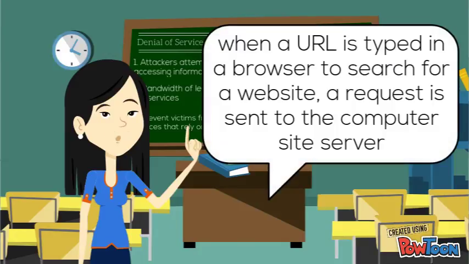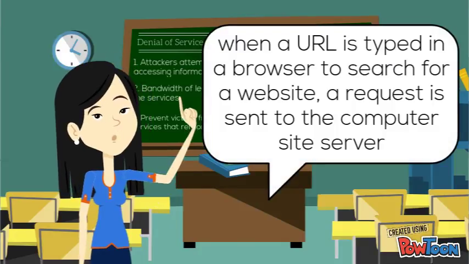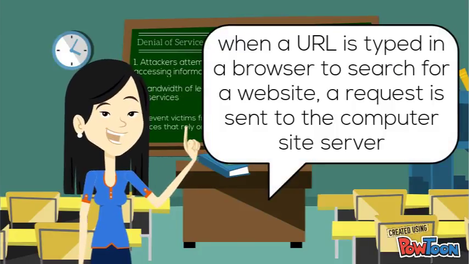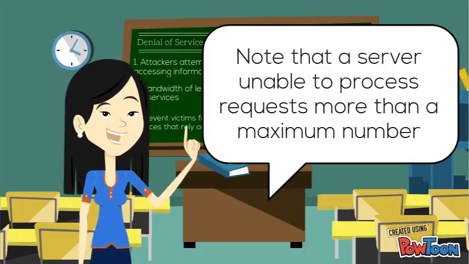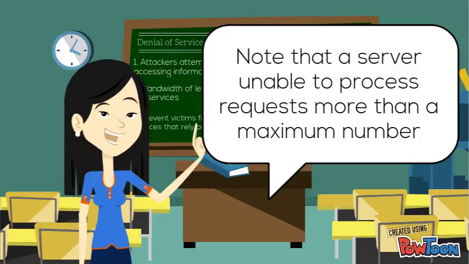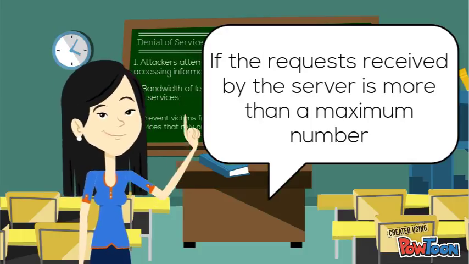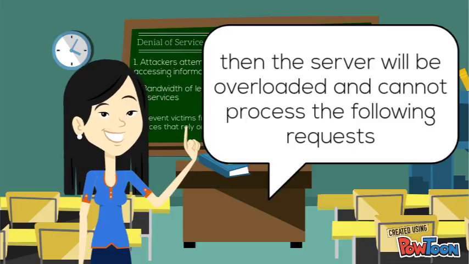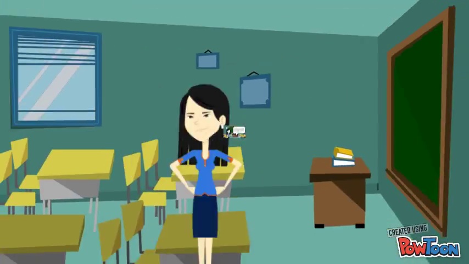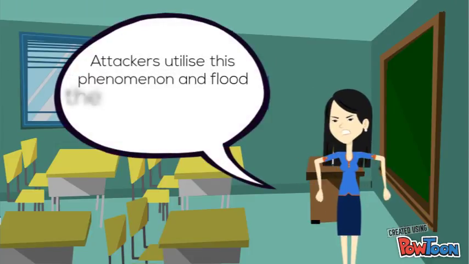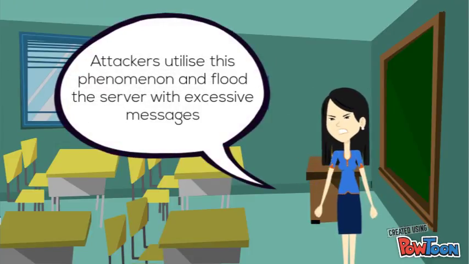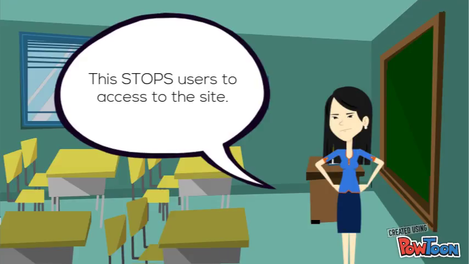When a URL is typed in a browser to search for a website, a request is sent to the computer site server. Note that a server is unable to process requests more than a maximum number. If the requests received by the server are more than the maximum number, then the server will be overloaded and cannot process the following requests. Attackers utilize this phenomenon and flood the server with excessive messages. This stops users from accessing the site.